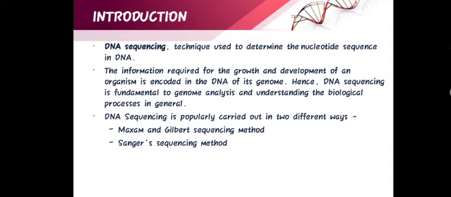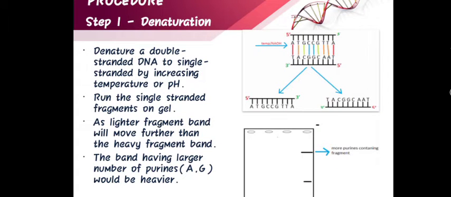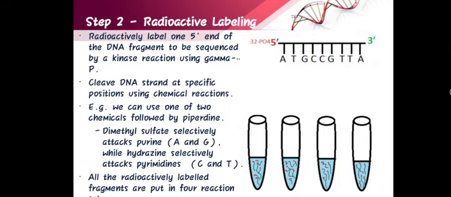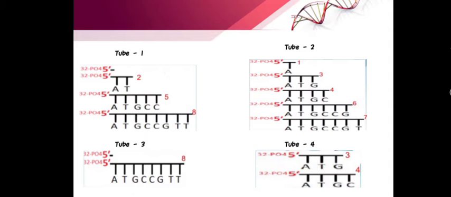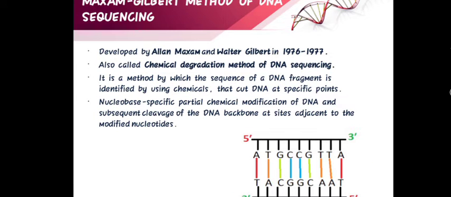Now, DNA sequencing is of two types, the chemical method and the enzymatic method. Chemical method is the Maxim and Gilbert sequencing method, and the enzymatic method is the Sanger sequencing method. This chemical method is divided into 4 steps. So the first step is denaturation, which is followed by radioactive labeling, chemical degradation, and then gel electrophoresis. So let's talk in detail about the Maxim and Gilbert method.